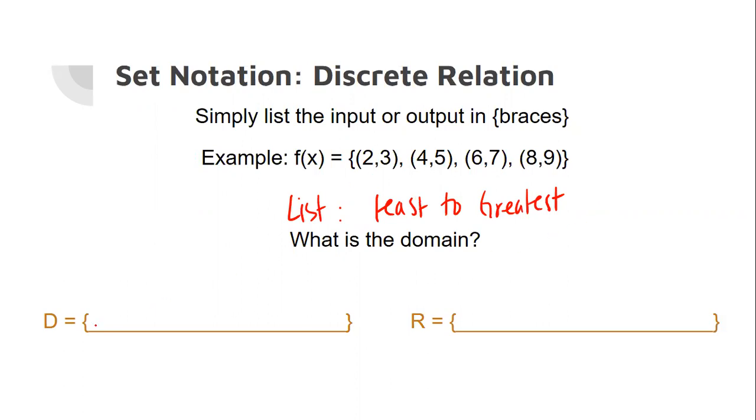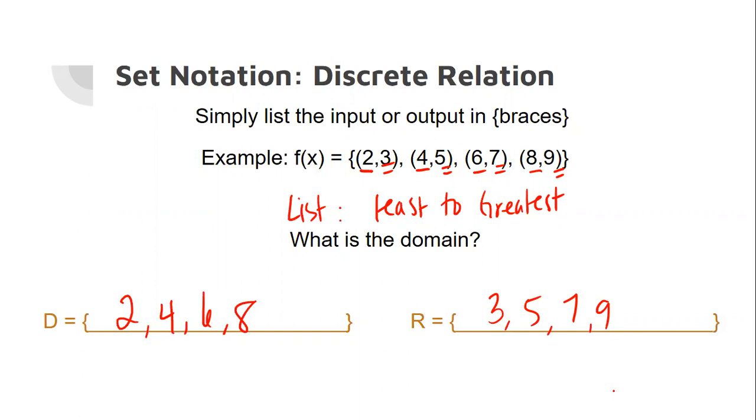So here, our domain are our x values. Our x values are the even numbers. So we list out 2, 4, 6, 8. Our range are our y values. So we have 3, 5, 7, and 9. So that's our discrete data. That's our set notation for discrete data, which is what we've been doing, right?